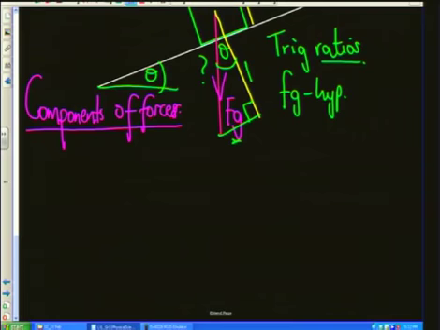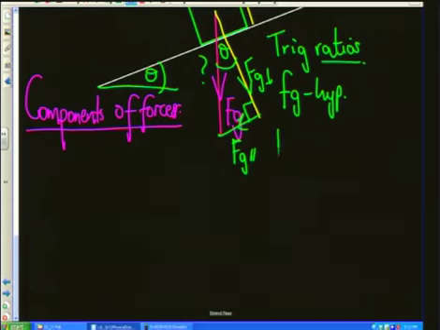So let me call this one the component of Fg perpendicular to the surface. And this one here, and of course, they are forces, so I have got arrows on them. So this one here will be my Fg parallel. I will be able to find their magnitudes making use of trig ratios. How do I do that?